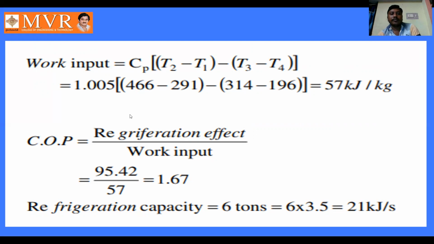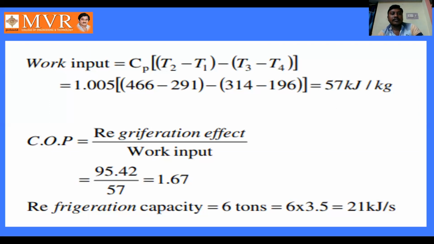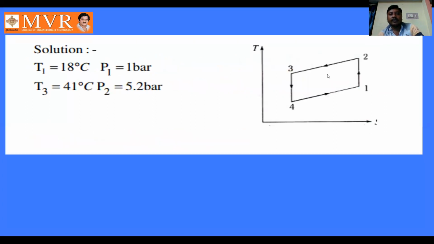Now, in the problem, he first asked to calculate the coefficient of performance. In the extra class, I told you that the expression for coefficient of performance is nothing but refrigeration effect by work input. Refrigeration effect is the heat which is absorbed in the process. In the 2 to 3 process, the heat is rejected, and in the 4 to 1 process, the heat is absorbed.